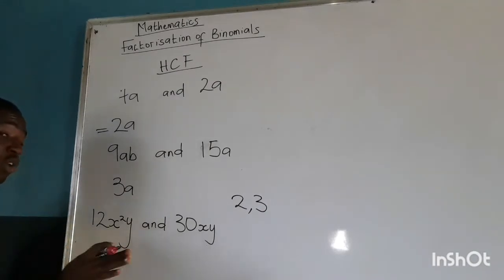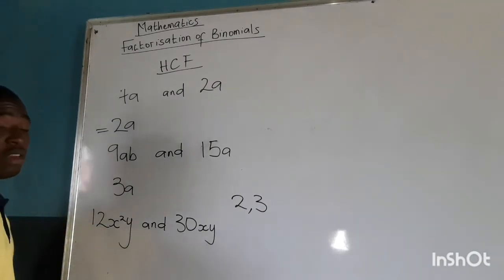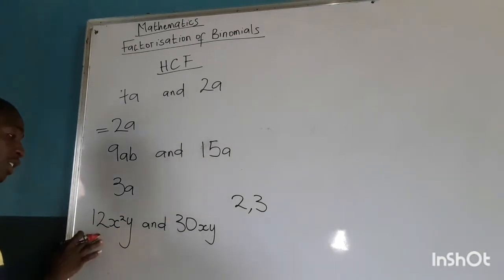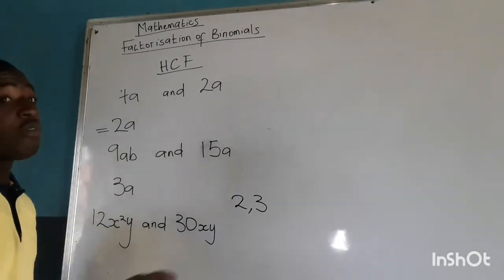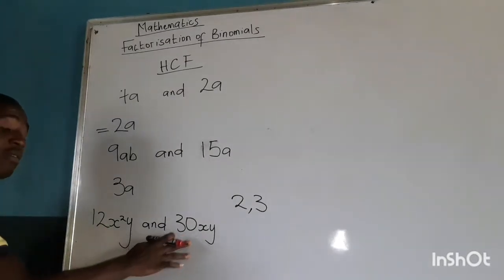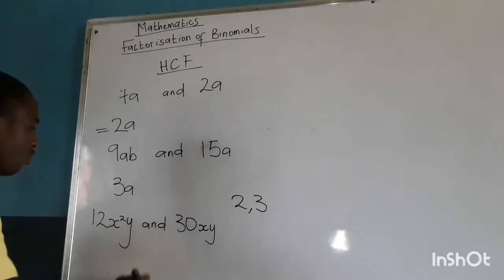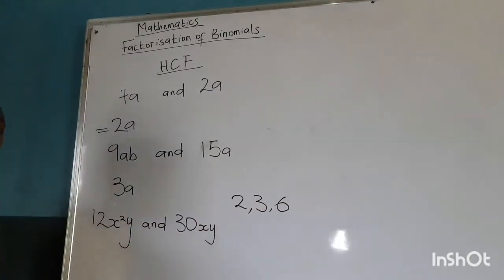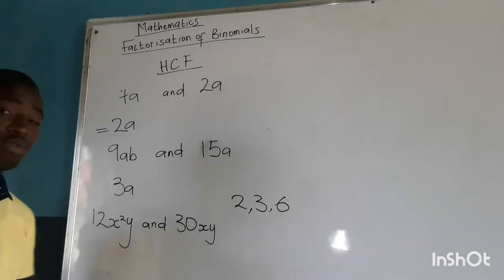6. If we talk about 4, 4 can divide 12, but 4 cannot divide 30, so 4 is not in the question. 5 cannot divide 12, but it can divide 30. We need what can divide the two of them. 6 can divide 12, and it can divide 30. So you also pick 6. 7 cannot divide the two of them. 8 cannot divide the two of them.